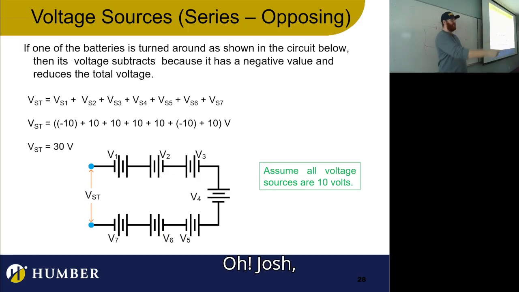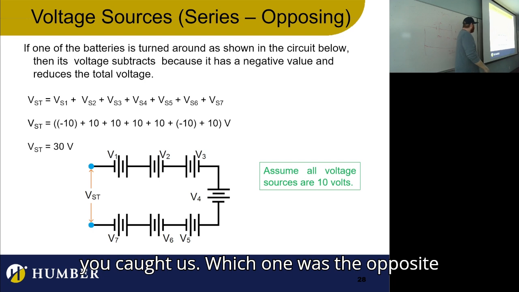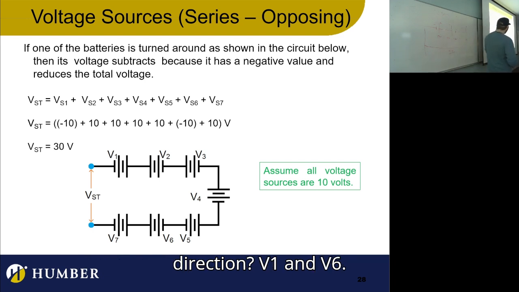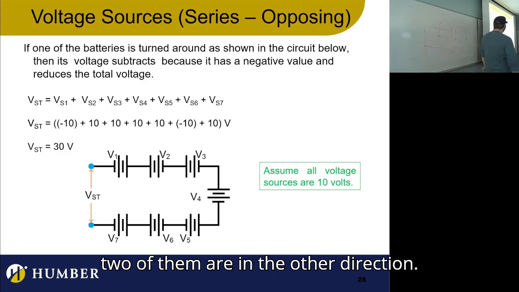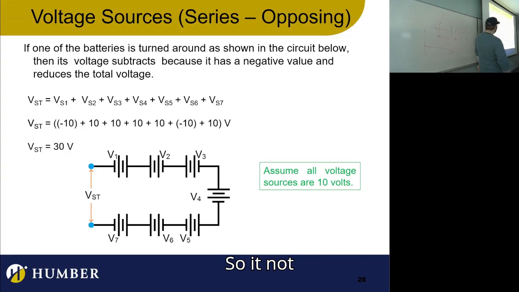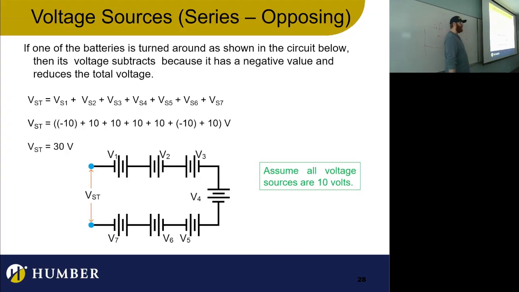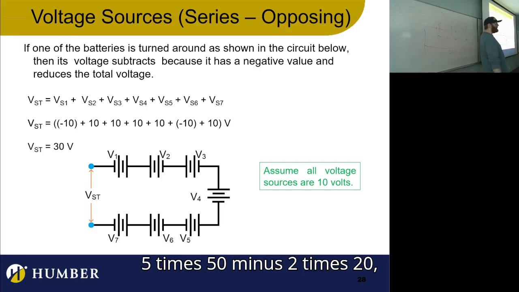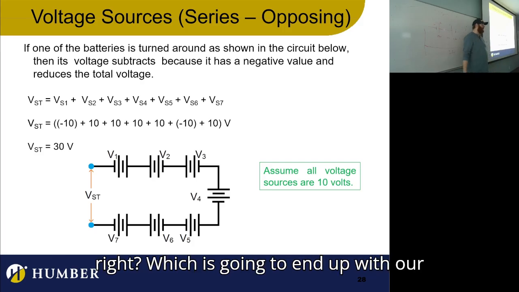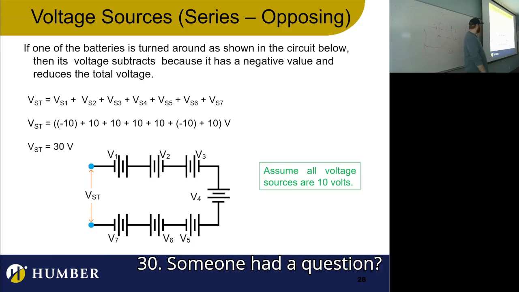Oh, Josh, you caught us. Which one was the opposite direction? Well, V1 and V6. Yeah, so 2 of them are in the other direction. So it not only doesn't add, it literally subtracts. So we have 5 times 50 minus 2 times 20, right? Which is going to end up with our 30.